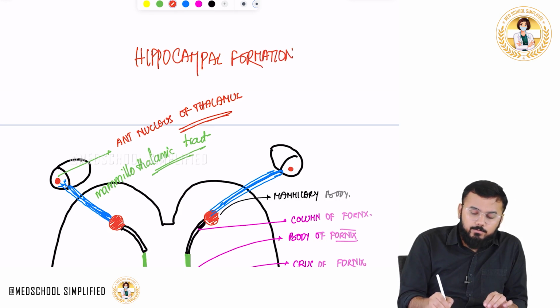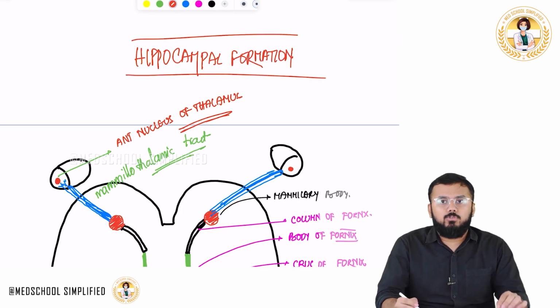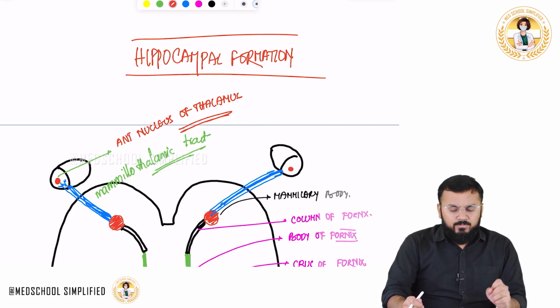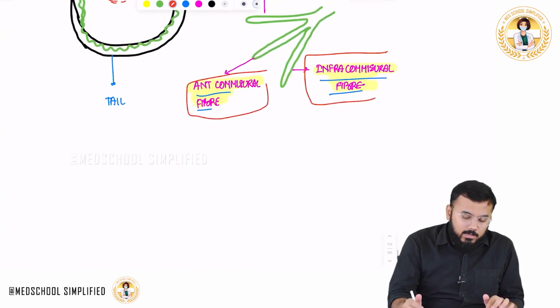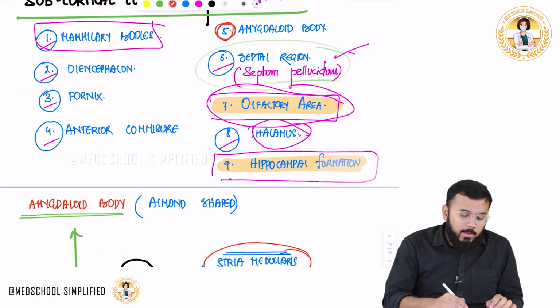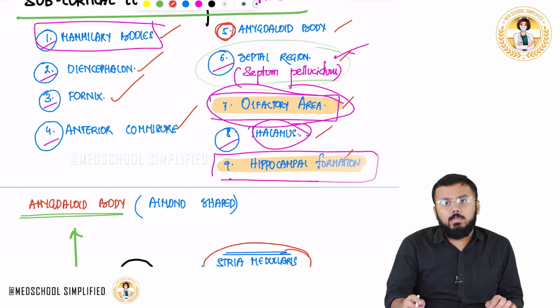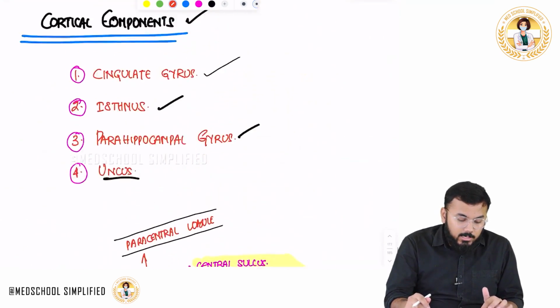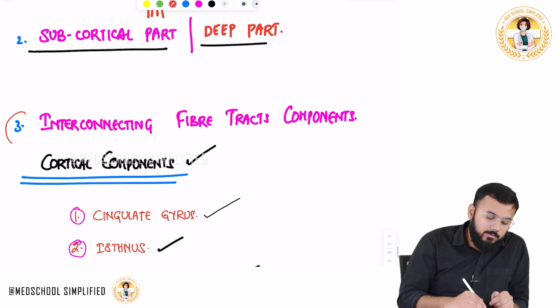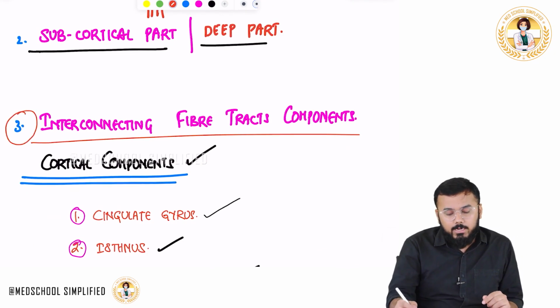Hippocampal formation. All these things over here will comprise your hippocampal formation, right? So after this, we have discussed all of them. Mammillary bodies is done, diencephalon is done, fornix is done, anterior commissure, amygdaloid body, septal region, olfactory area, thalamus and hippocampal formation, right? And the third important thing we have to discuss right now is the interconnecting fiber tract components.